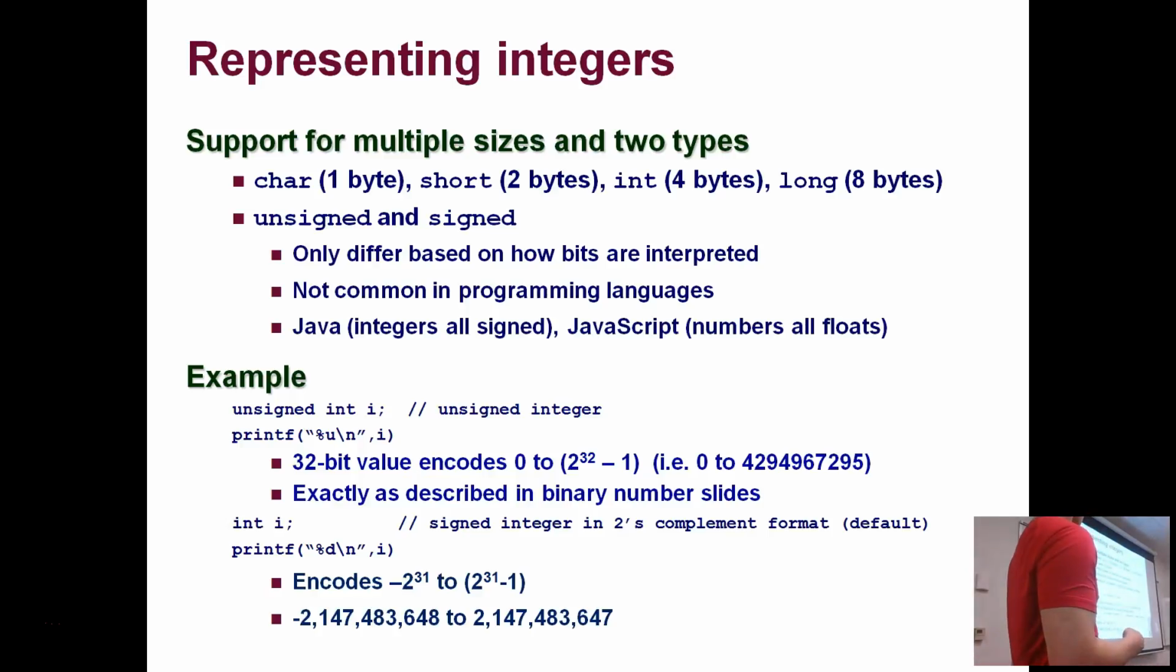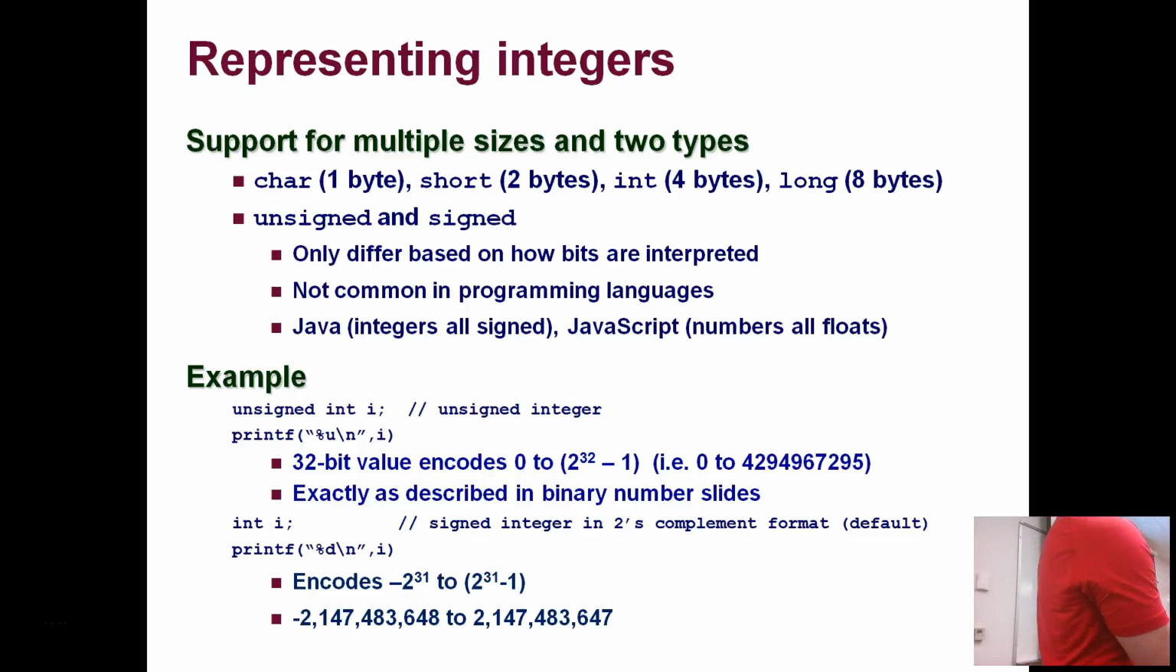All right, here's an example. Unsigned int i. If you do a printf with %u, it says treat this variable as an unsigned integer, and it'll encode i as an integer from 0 all the way to 2 to the 32 minus 1, because an integer is 4 bytes or 32 bits. This goes from 0 to 4 billion. That's the range of an unsigned int.